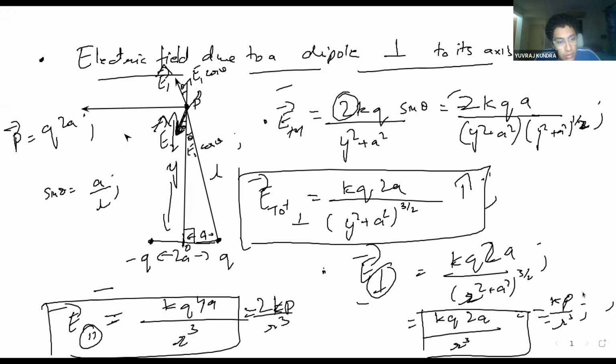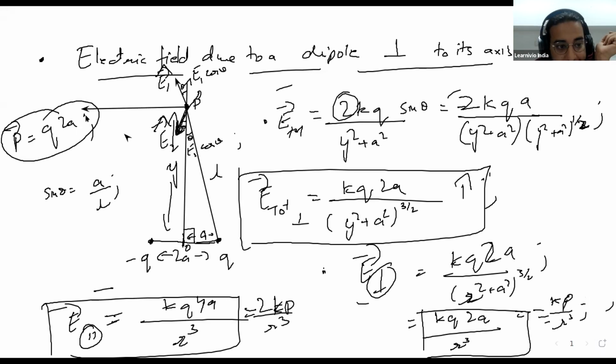Sir, where did Q go? P's value contains Q. Okay. And P itself is a vector, and its direction will be i cap. Yes, in this case, because it's from negative to positive always.